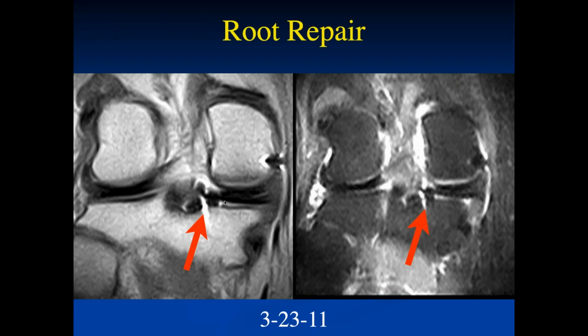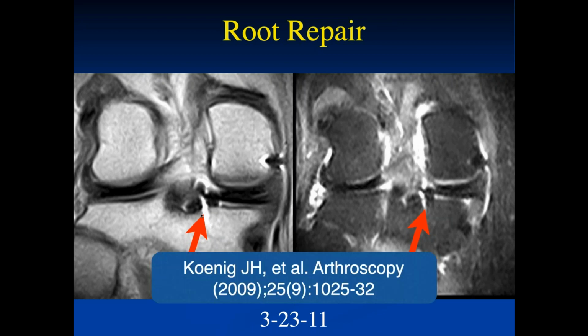There are a number of different ways to do it. This one they did with local anchors. Sometimes they'll have a tunnel and they'll put sutures up through the tunnel and try to pull the posterior root down into the tunnel and try to have it heal that way.